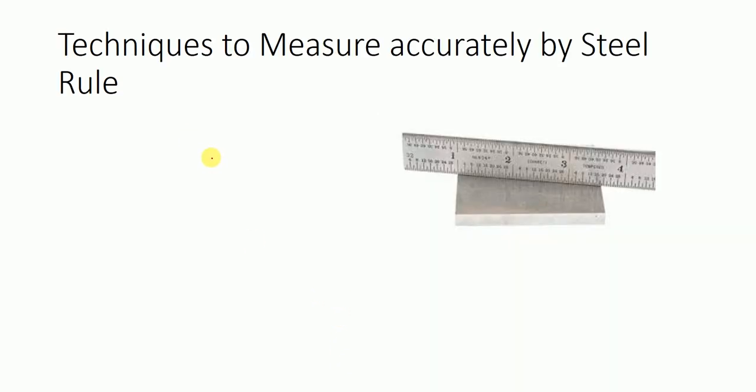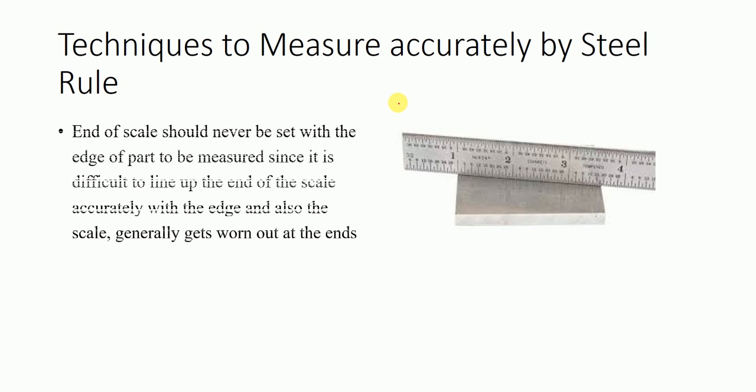Now let us study the techniques to measure accurately by steel rule. So what are the various ways by which, whatever dimensions we are measuring with the help of this steel rule, it should be accurately measured. The first one is, the end of the scale should never be set with the edge of the part to be measured, since it is difficult to line up the end of the scale accurately with the edge, and also the scale generally gets worn out at the ends.